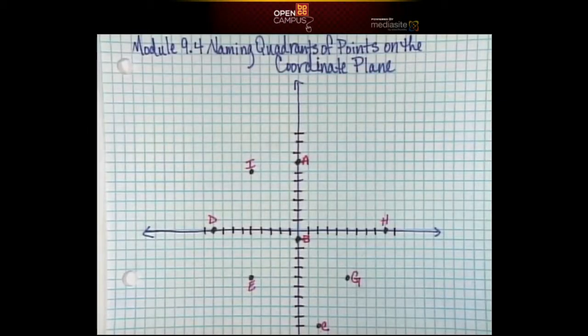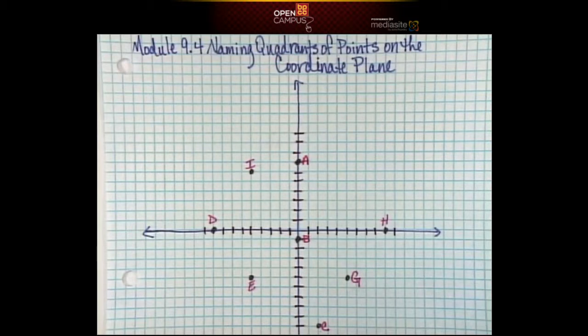All right, so here is a recreation of the picture that's on the slide for module 9.4. What we're going to do is name the quadrants, if there is a quadrant. If not, remember, you can name either the x-axis or the y-axis, depending on if it's supposed to be trapped on top of the line or if it's physically in one of the quadrants.